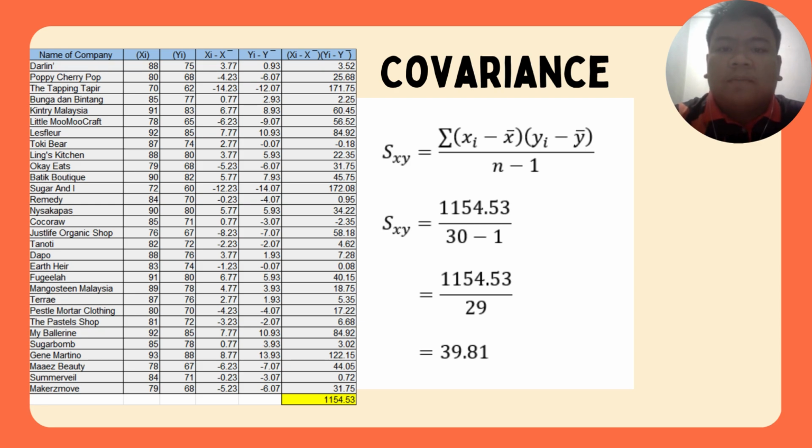You just need to multiply it for all of the values, and once you multiply it, you need to sum it up. Once you sum it up, you will get 1154.53. So the upper value for the covariance is 1154.53. And n is the number of companies, and we know that there are 30 companies. So it's going to be 30 minus 1. And then we calculate it, and we'll get the covariance as 39.81.